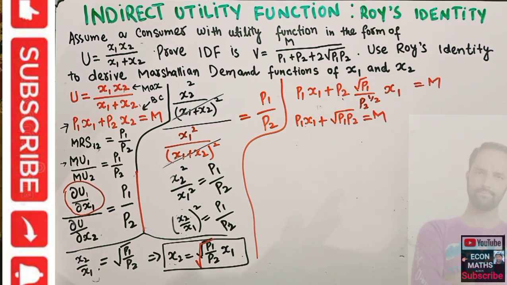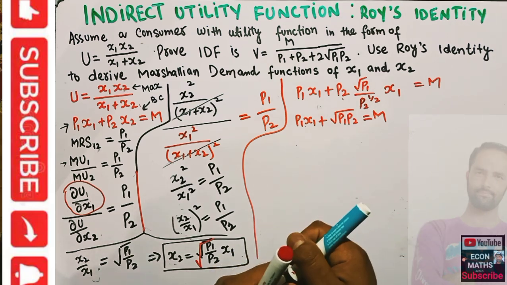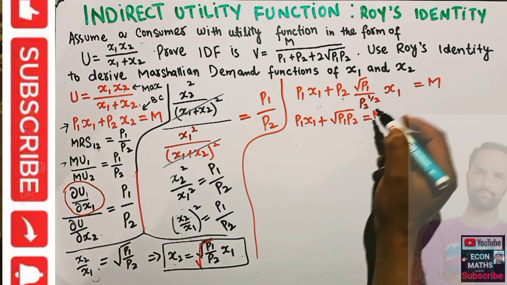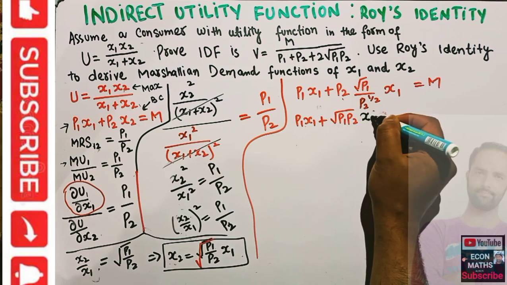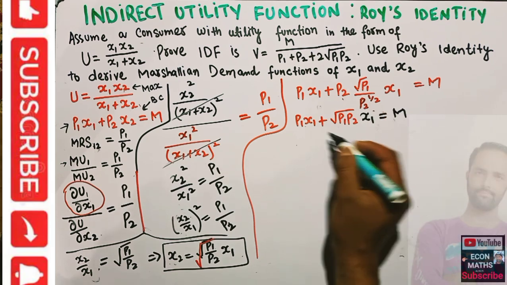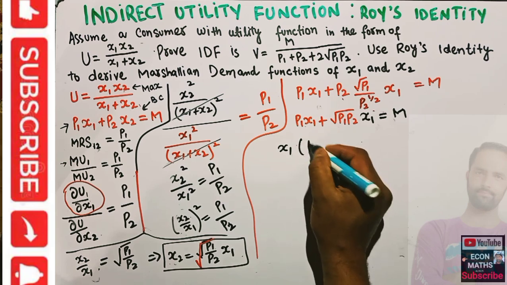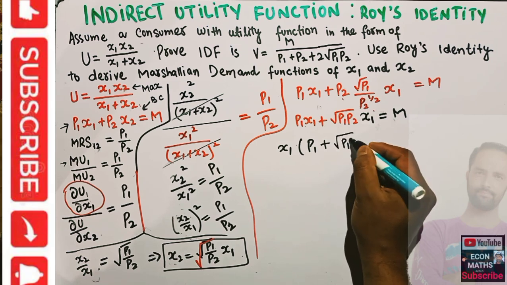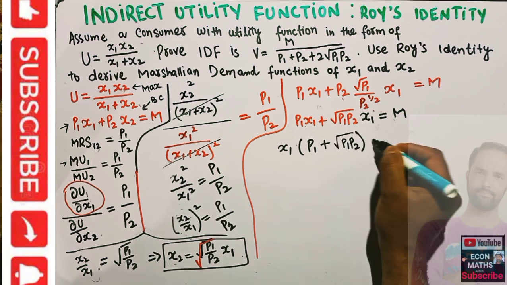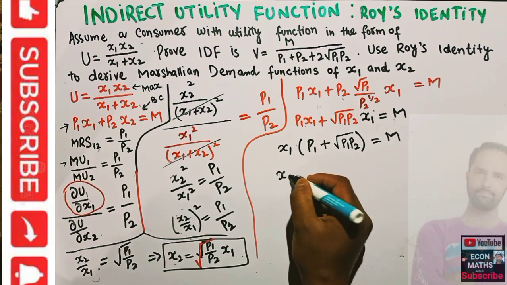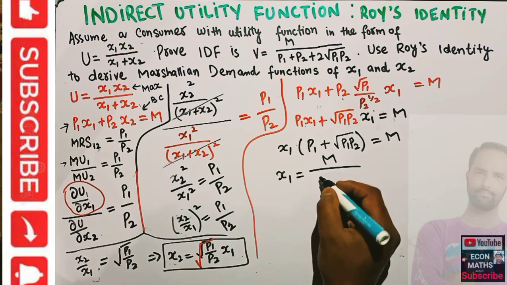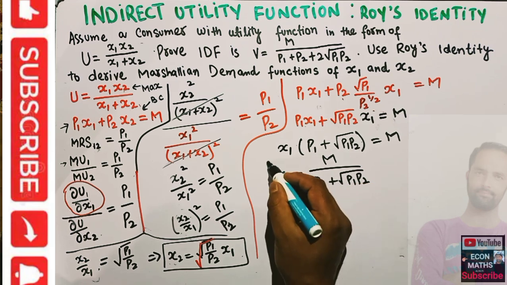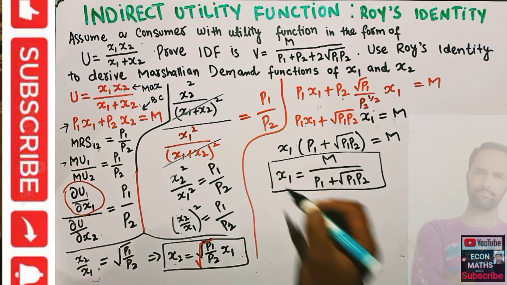Then what we need to do, that means our x, and obviously we have here x1, which I forgot to write. X1 is equal to m, which gives us, taking x1 common, we are left with p1 plus under root p1 p2. Okay, it should be equal to m, which gives us x1 is equal to m upon p1 plus under root p1 p2. This is the demand function for good x1.